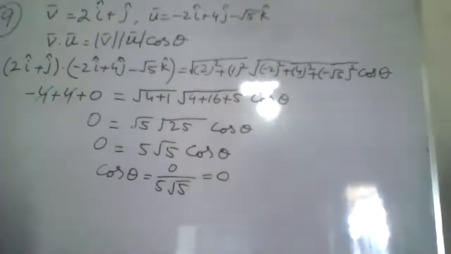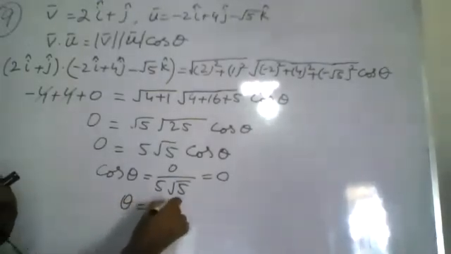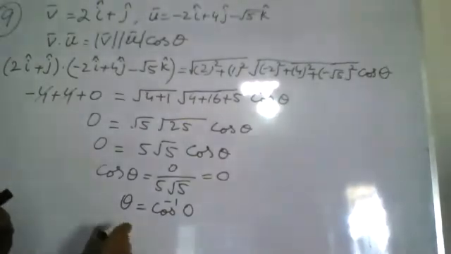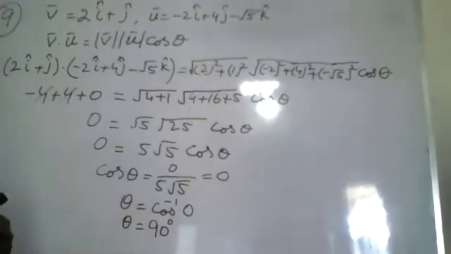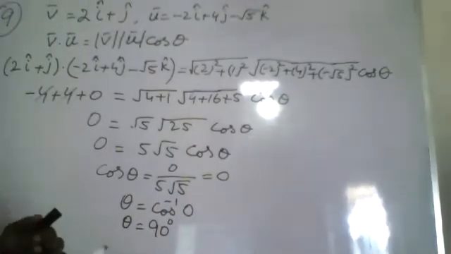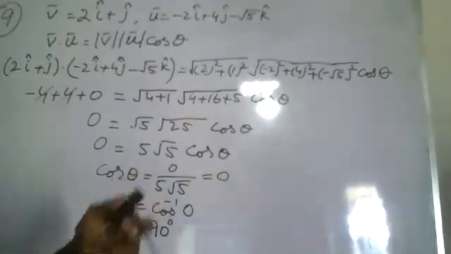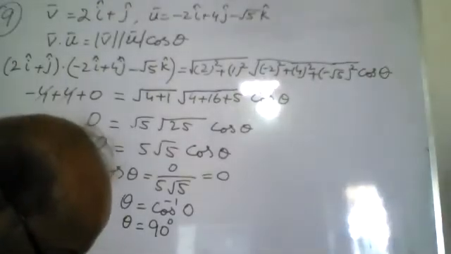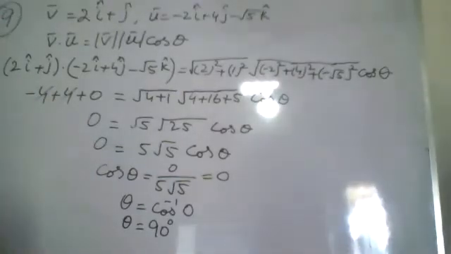So cos theta is equal to 0. So theta will be equal to cos inverse 0, and cos inverse 0 is 90 degrees. So therefore the angle between these two vectors V and U is 90 degrees.